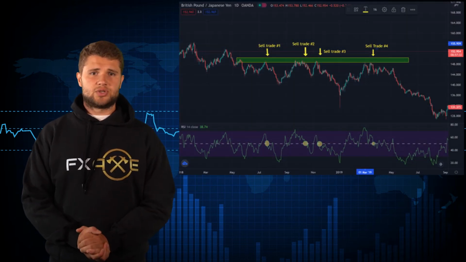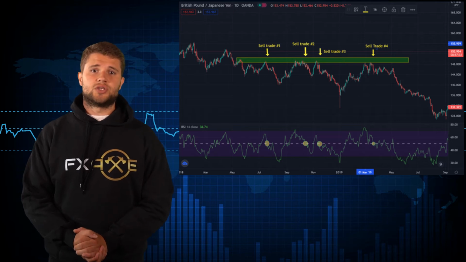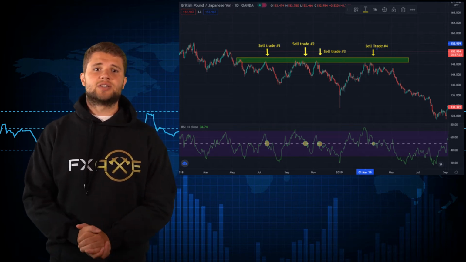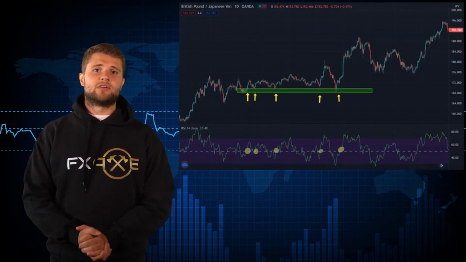Here is how this would look using a resistance area. Each time price rejected off the resistance level, the RSI crossing the 50 line acted as a confirmation that price is heading in that direction. Here is a buy example showing 5 possible entries resulting in an absolutely monstrous move. Any trader would have been pumped to add these pips to their bag.